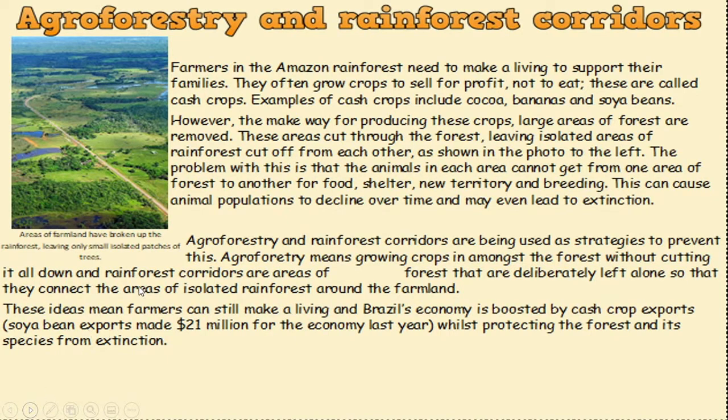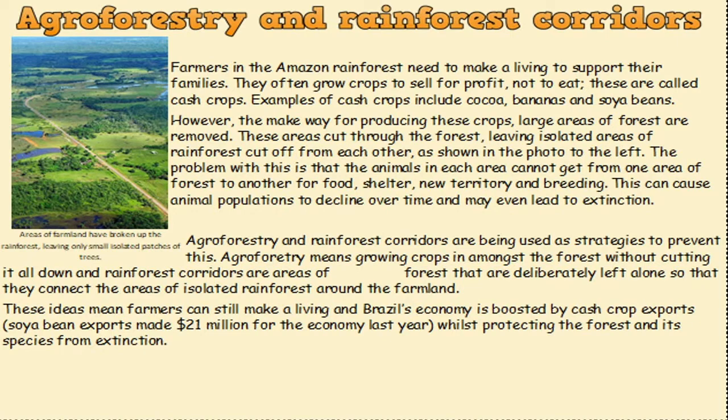In this resource, you will have to read through the words and work out how agroforestry and rainforest corridors work. For example, the rainforest corridors make sure that one part of the rainforest is still connected to another. Why is this a good thing? Animals can move from different areas. You're not completely cutting one cycle off from the other.